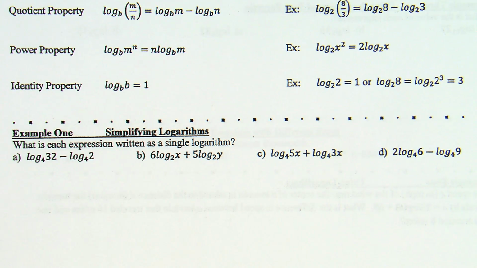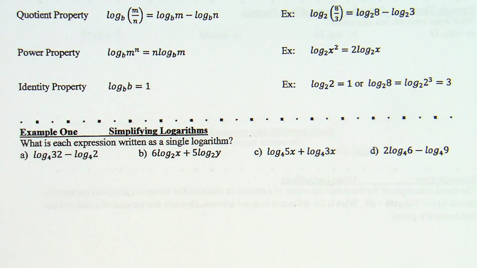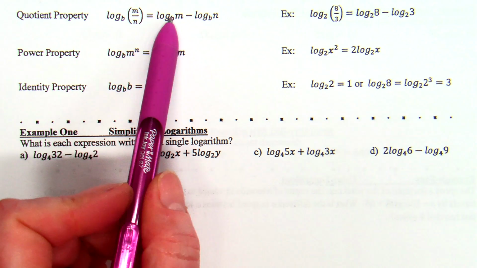Any thoughts of how I could use one of those properties from up above to get me started? Reese, what do you see? Quotient property. The quotient property. Okay? The quotient property up above says 2 logs being subtracted can be rewritten as 1 log where the insides are divided.